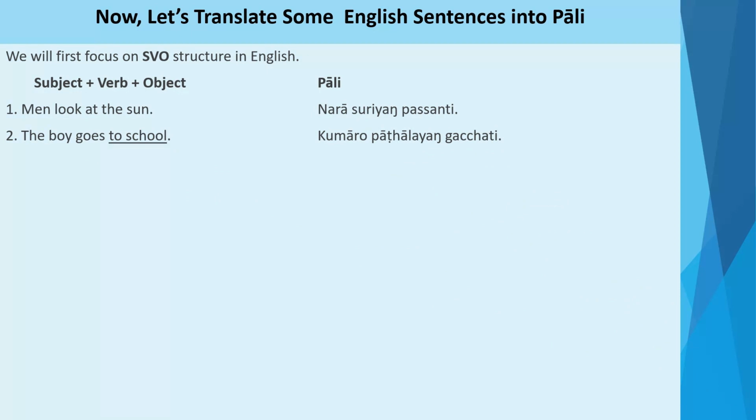Kumaro Patalayam Gachati. Here, look at this underlined phrase in the English sentence. To school is an adverbial clause according to English grammar. It is not the object of the sentence. But if you go to some place, that place is considered in the accusative case according to Pali grammar. That's why I have added this sentence here. So the boy goes to school means Kumaro Patalayam Gachati.